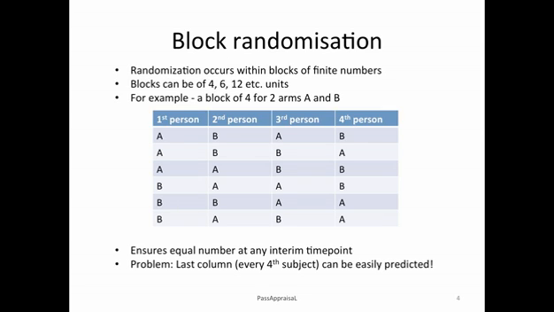But still, one problem in block randomization is that you can predict the treatment allocated to the last subject in a block, especially when the blinding is weak. So, block randomization is often used in randomized controlled trials where you want to ensure that if the trial stops in the middle, you will have an equal number of subjects allocated in both arms.